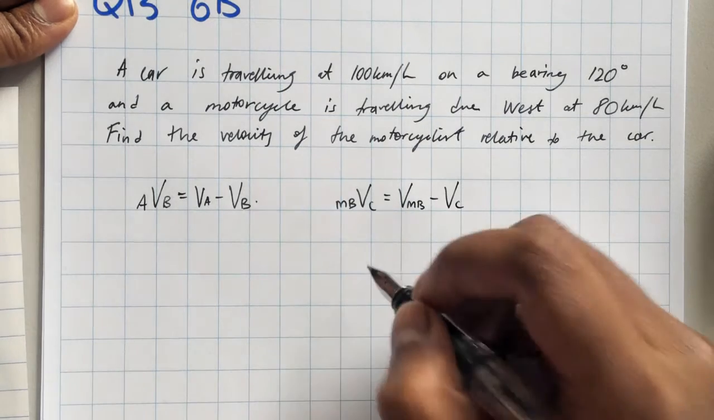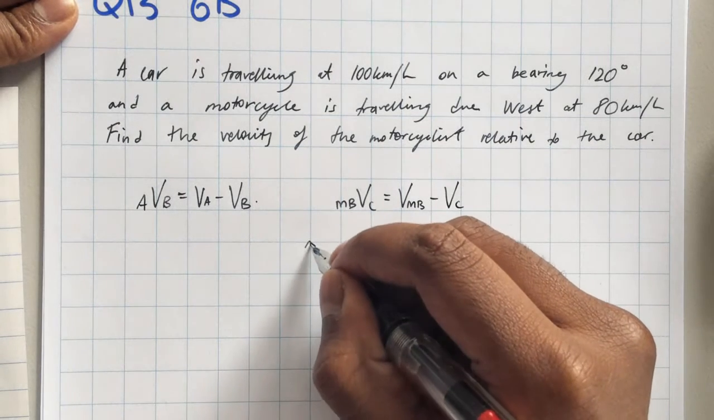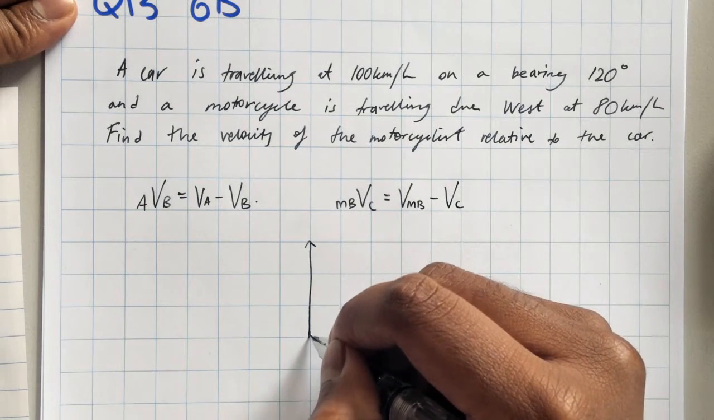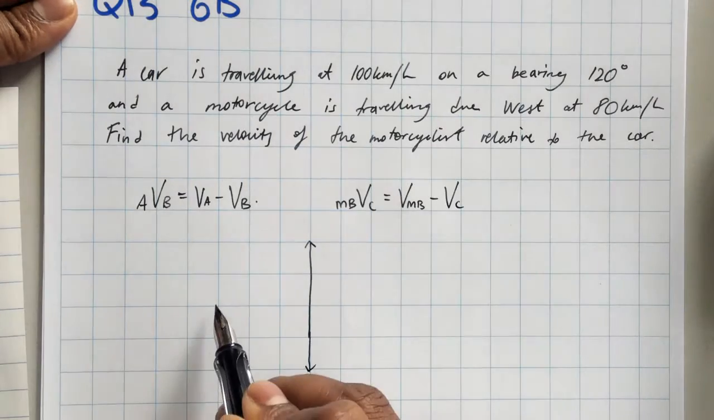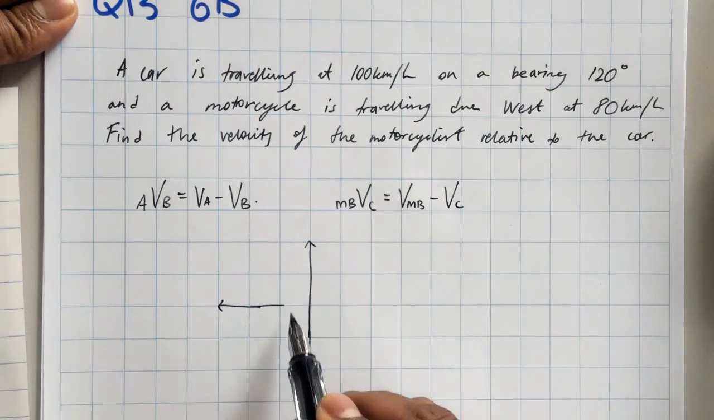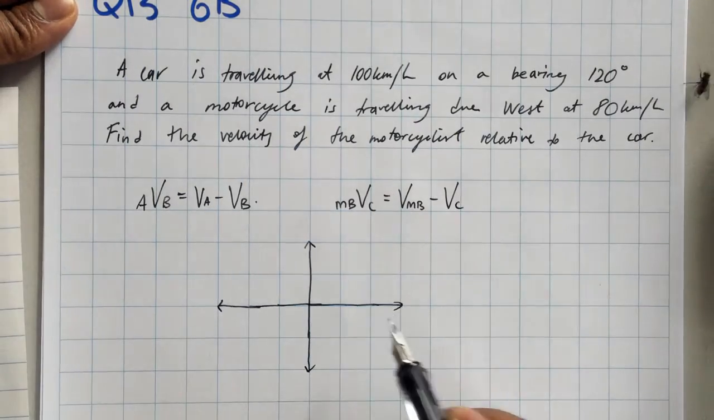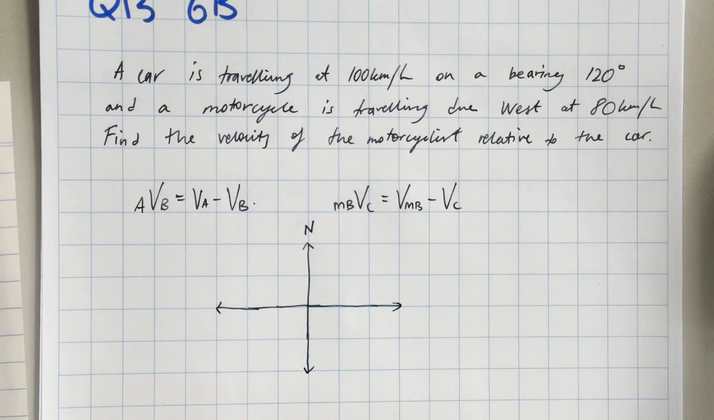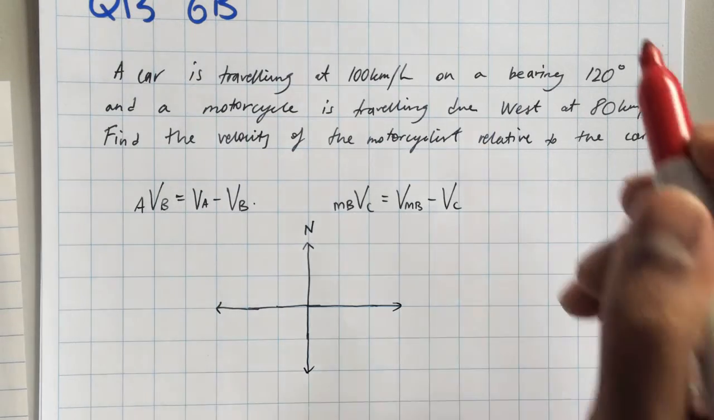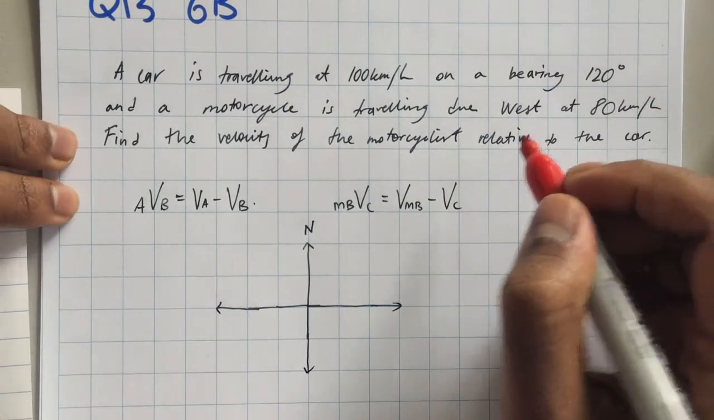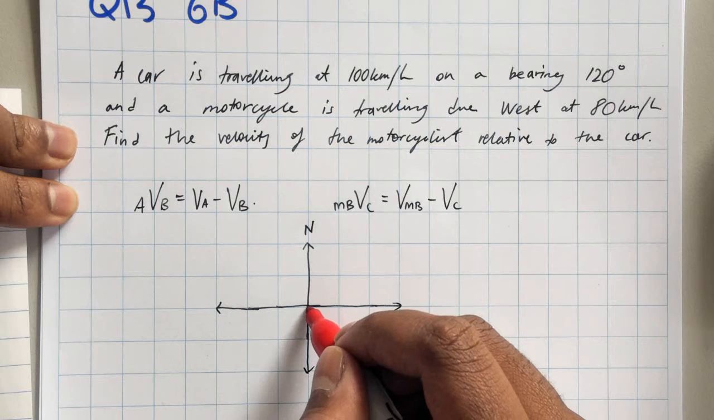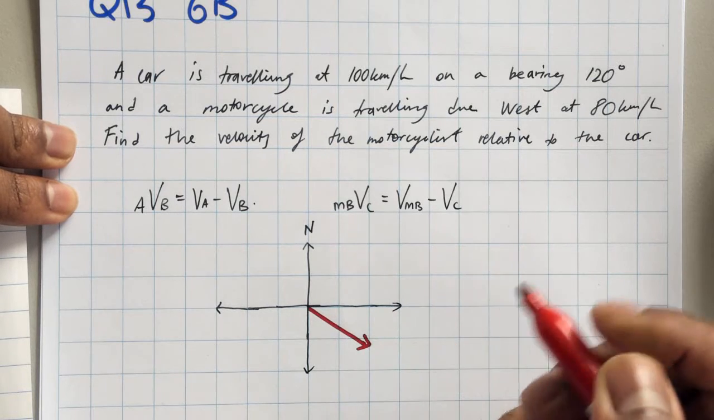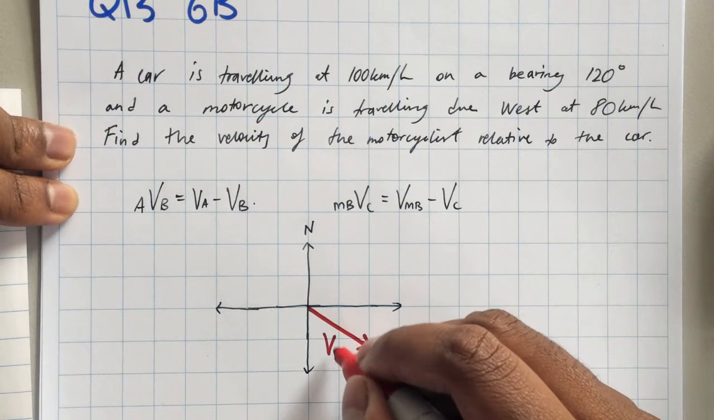So let's draw a diagram here just to explain exactly what that's about. So I've got my x and my y axes. That's north there, east, south, west. And I'm going to draw in the car. So the car is traveling at 100 kilometers on a bearing of 120. So 120 is roughly there. So that's my car right there. Okay?